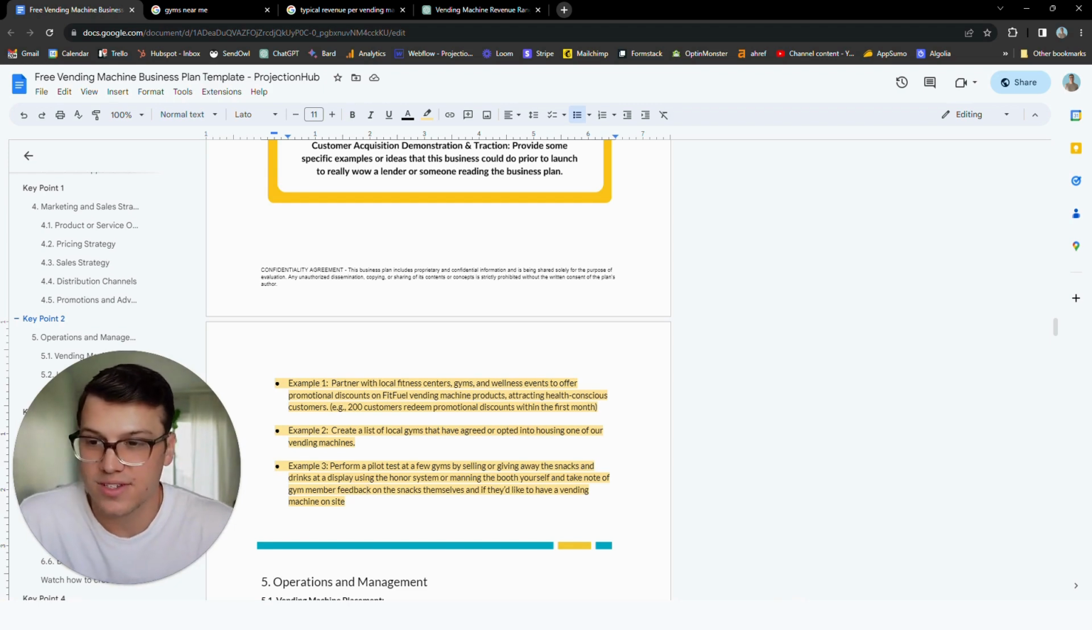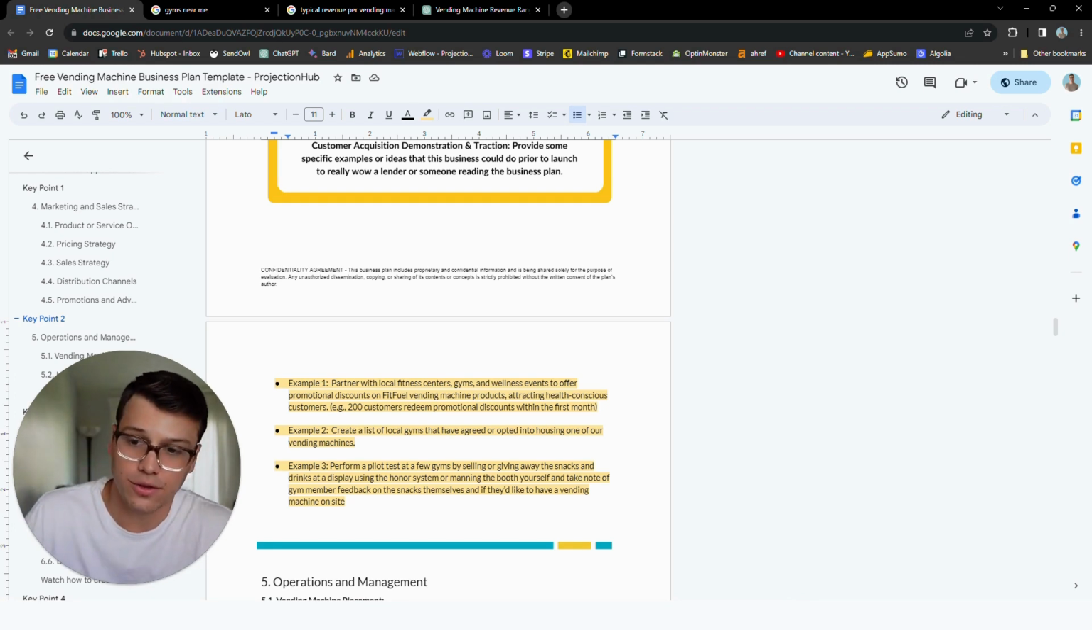But a lot of people don't want to do this step because it might be uncomfortable. It might require some hustle. But if you can include that type of example of traction in your business plan, your lender is going to love that kind of thing.